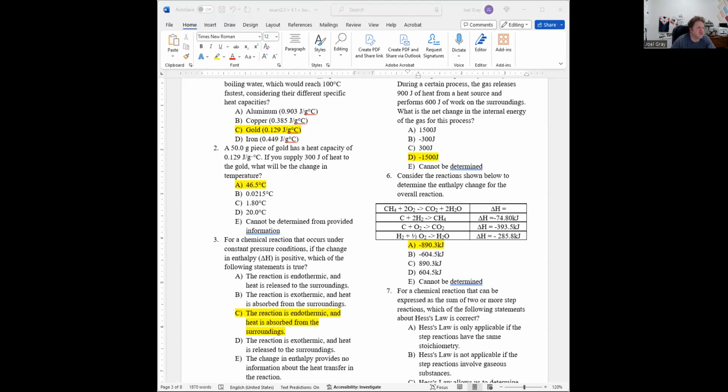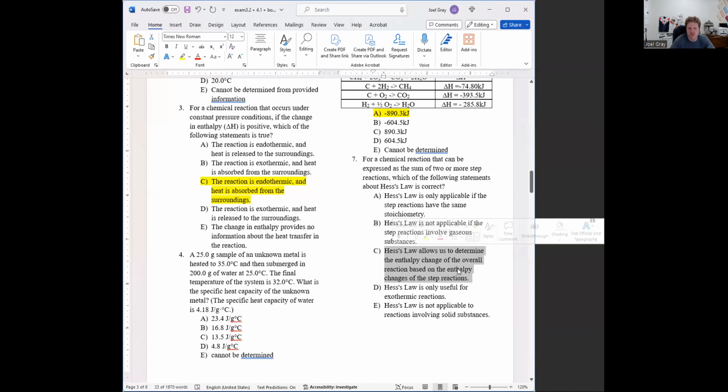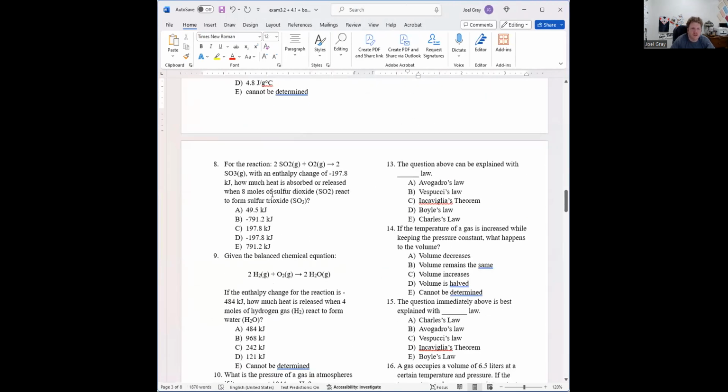Okay, number 7, for a chemical reaction that can be expressed as a sum of 2 or more step reactions, which of the following statements about Hess's law is correct? Ultimately, C is correct. Hess's law allows us to determine the enthalpy change of the overall reaction based on the enthalpy changes of our step reactions. That's basically our definition for Hess's law.